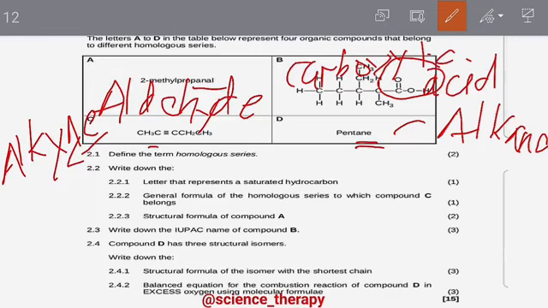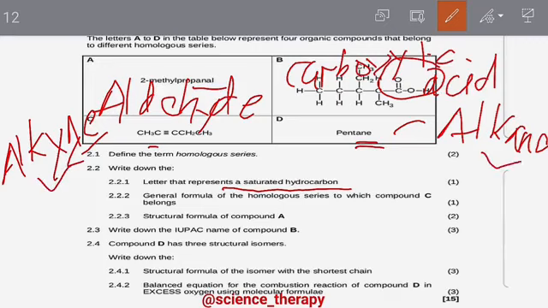Now let's go. 2.2.1 says write down the letter that represents a saturated hydrocarbon. Now let's highlight our keywords there. We have saturated hydrocarbon. You will remember from our notes that hydrocarbons are organic compounds that only contain carbon and hydrogen atoms. Now from the homologous series that we have given above, we can tell that the only homologous series that have compounds with hydrogen and carbon atoms only are your alkynes and your alkane.